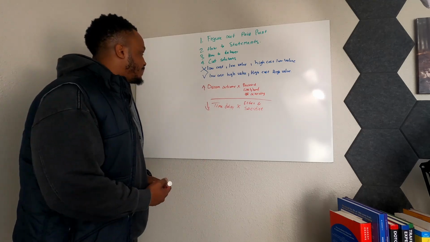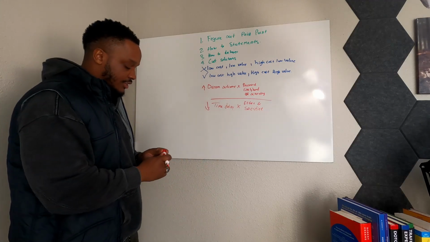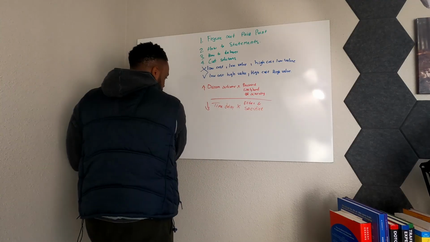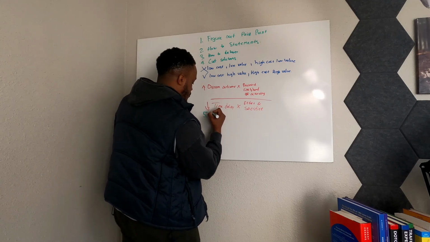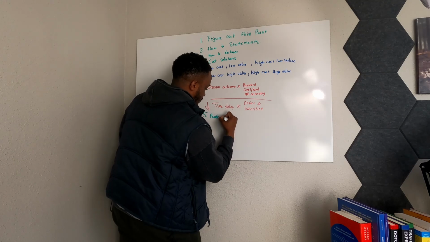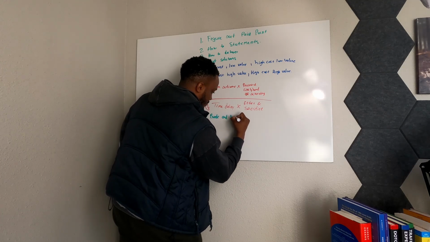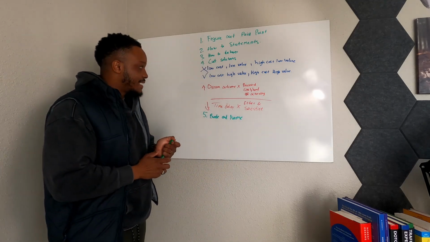Get rid of it. So step 4 was cut solutions. Cut the solution that does not make sense to keep. Step 5 is to bundle and name. So step 5 is bundle and name it, right?